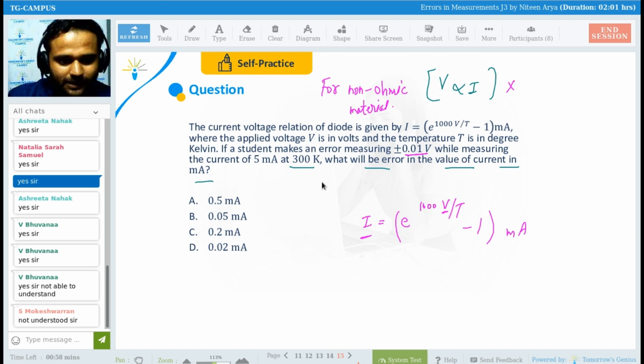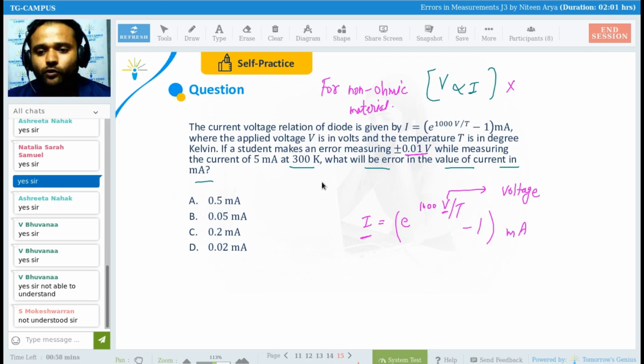This relation is given to you guys, and there is an error in this voltage. So obviously if we have an error in this voltage, and this current is related to the voltage, we get an error in current also. So that we want to find.